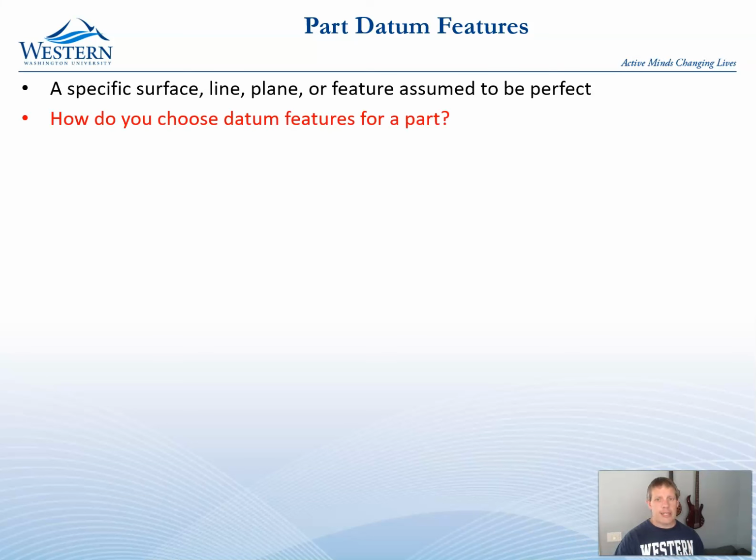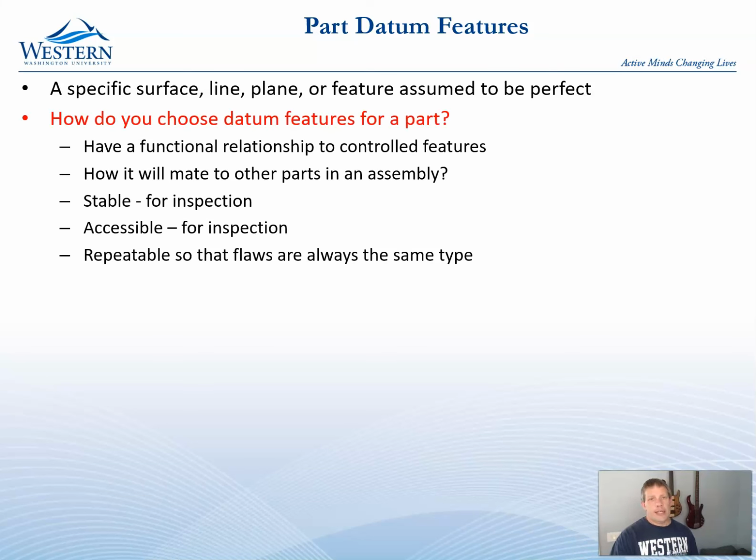How do we choose the datum features for a part? Well, it should have a functional relationship to the features that we're controlling. So if we have a cylinder or a hole, then what we're going to use is an axis, and that axis is determined by measuring a bunch of points in the bore or a bunch of points along the outside of the shaft, and then we do some averaging and a best fit line through the center of those points, and we create an axis. It's actually way more complex than you're expecting it to be.